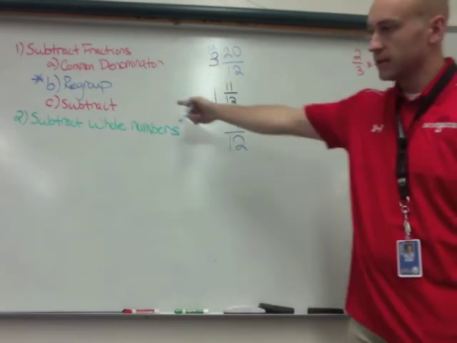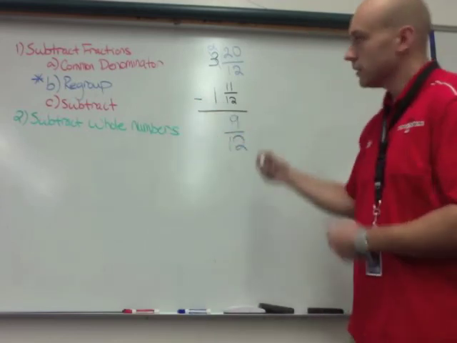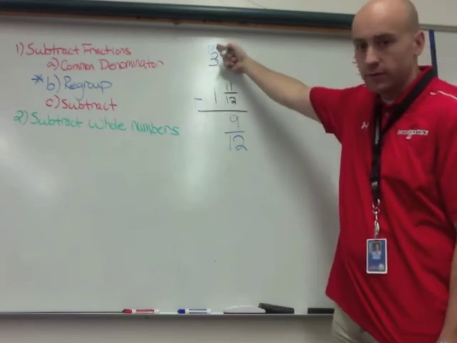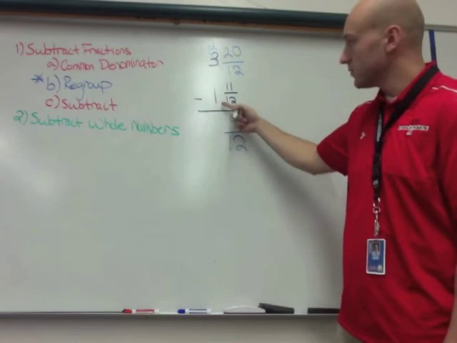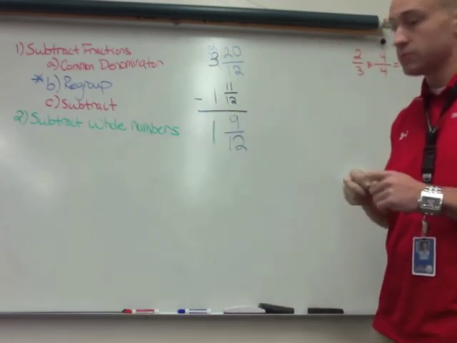Okay, so we subtracted. Now our next step is we're going to subtract the whole numbers. So we already regrouped from that 3, and all we have are 2 left. So don't forget to do that. And 2 minus 1 is 1. So your final answer is 1 9/12.